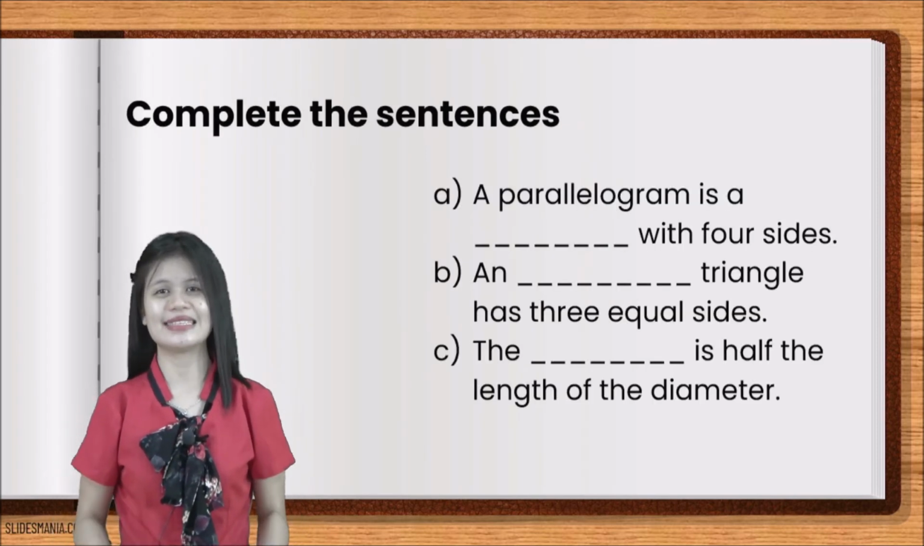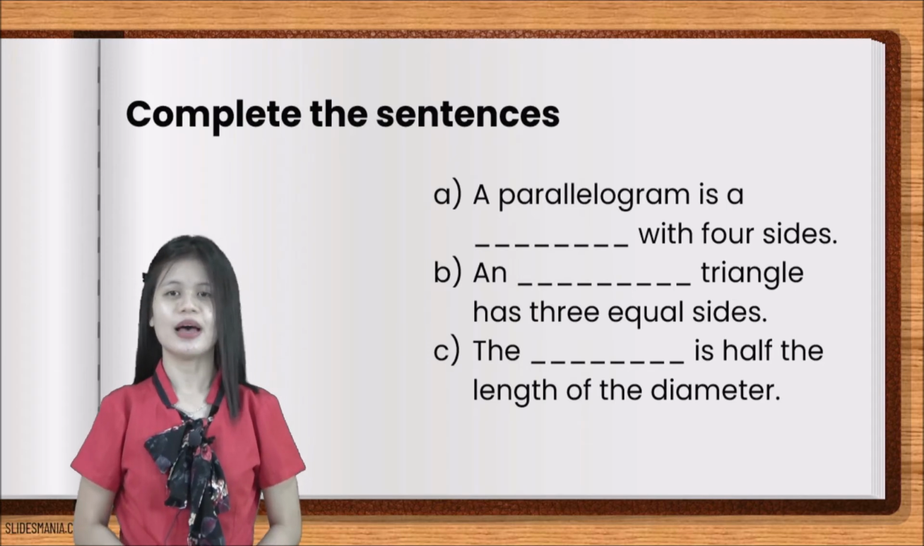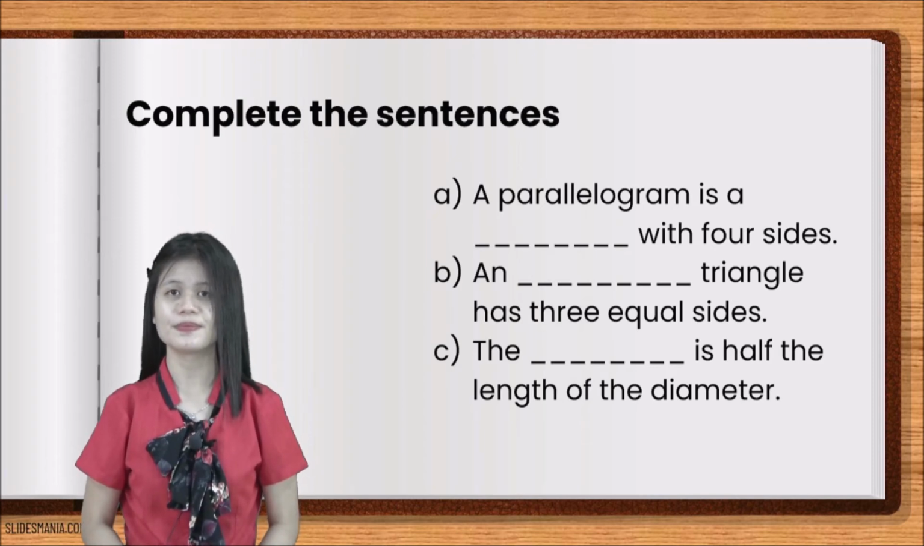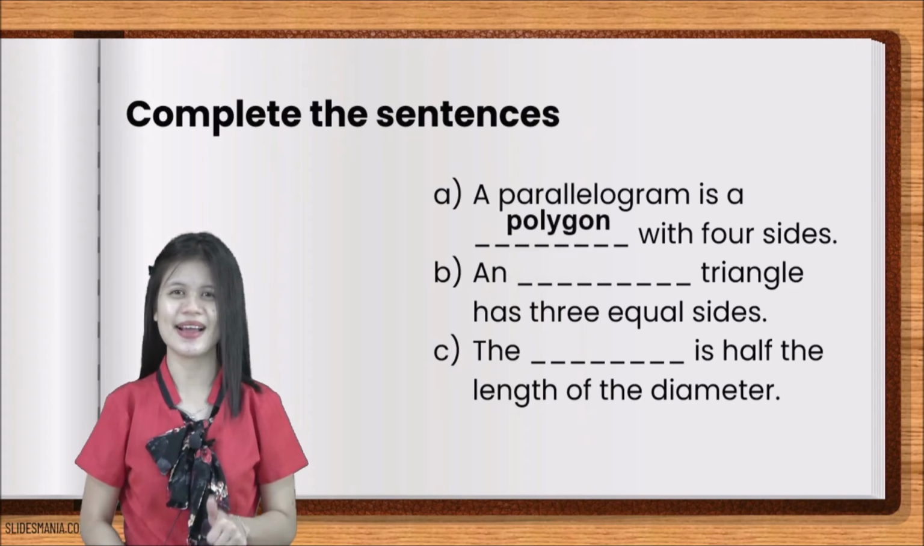Let us complete the sentences. I have here 3 sentences to be completed. A, a parallelogram is a blank with 4 sides. What do we call the parallelogram? Yeah, it's a polygon. You're right.